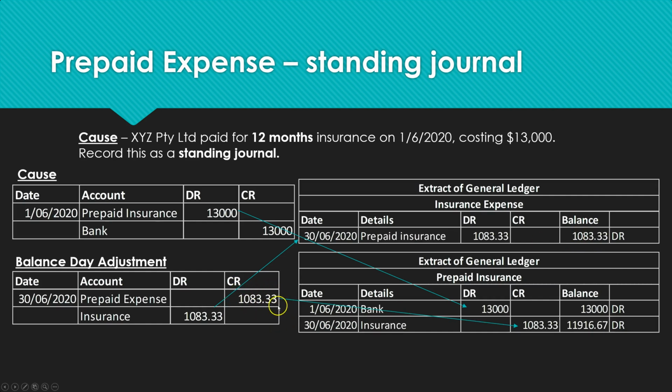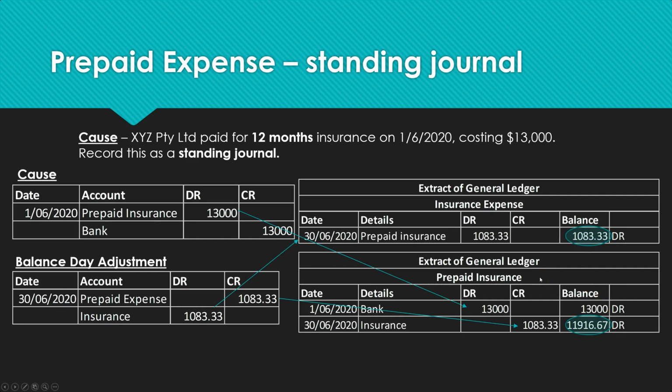This prepaid expense credit goes down here as the second line in our prepaid insurance. What's happening there is we are taking the $13,000 that was prepaid, and reducing it by the amount that was used up this financial year, 1,083.33, or 1 month's worth. And you'll see that what's left over in our general ledger is 11,916.67. Just take note as well that the insurance expense account has the 1 month in it. So at the end of the day, it's these two final figures that matter.